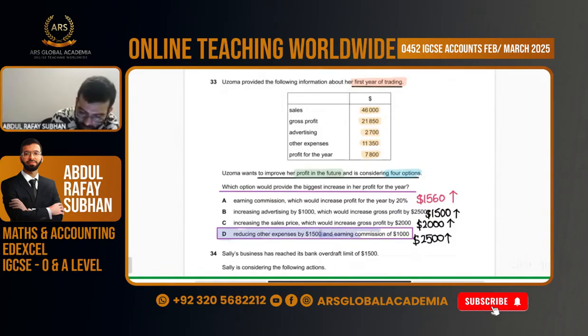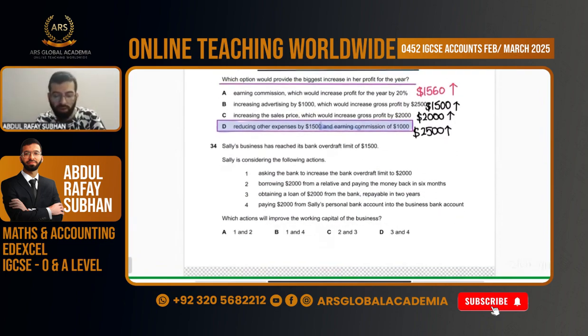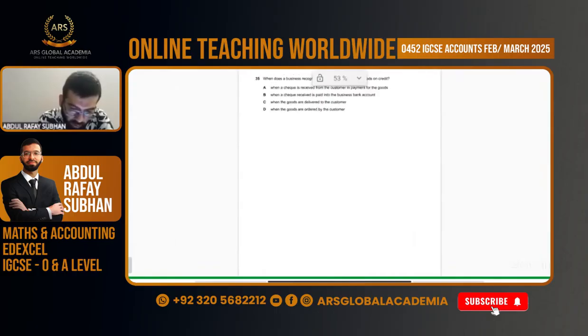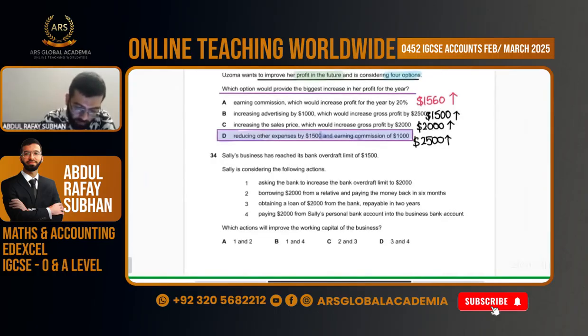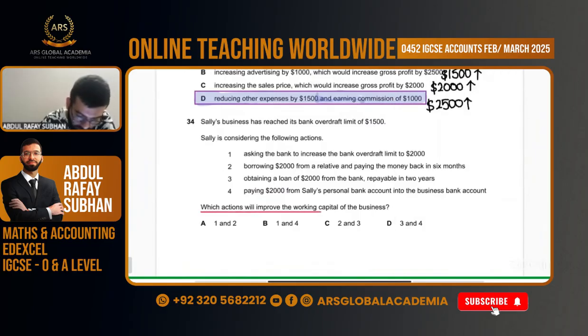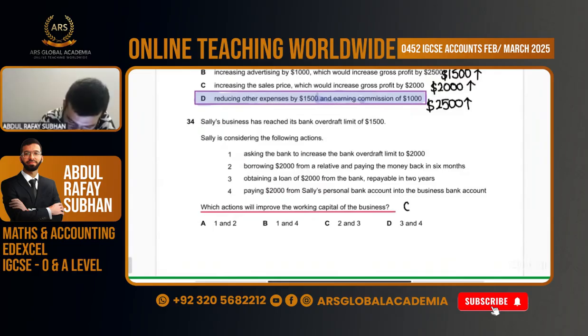Then I think this one also comes under the ratio one, if you wanted to increase our margin. Then we have 34 and 35, which should be on the accounting concepts. I think they haven't tested accounting concepts this time. So 34 is: which action will improve the working capital of the business? Everyone should know working capital is current assets minus current liabilities.